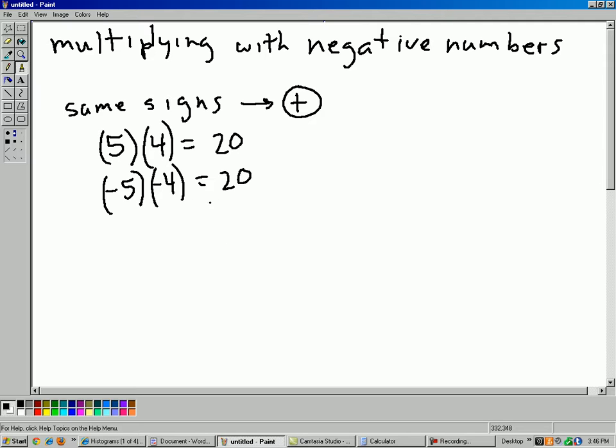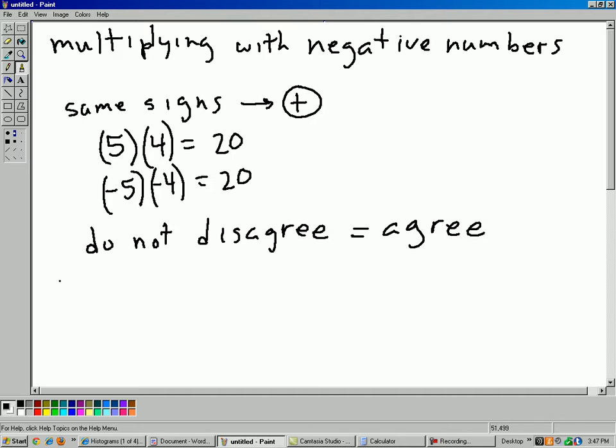The simple explanation for this is you could think of it like the two negatives cancel each other out. It's kind of like saying if you do not disagree, that means basically that you agree. It's kind of like the two negatives cancel. Same kind of idea here. Now, there's more mathematical reasons behind it, but for now, let's just keep it simple. Two negatives, when you're multiplying, cancel each other out.